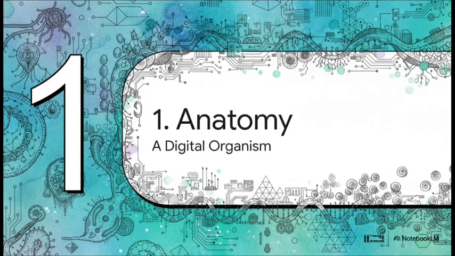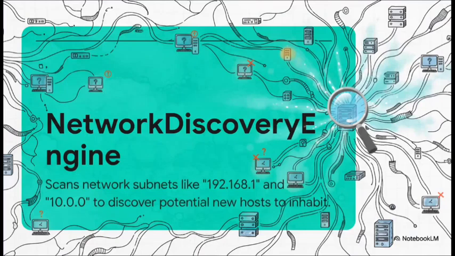So for our first section here, we're going to examine its core anatomy, the essential parts it uses to survive and to propagate out there in its digital environment. Okay, so every organism needs to be able to sense its surroundings, right? The Phi pathogen does this with a component called the Network Discovery Engine. Just think of this part as its eyes. It is constantly scanning, probing the local network for any other machines it can potentially inhabit. It's always looking for a new home.